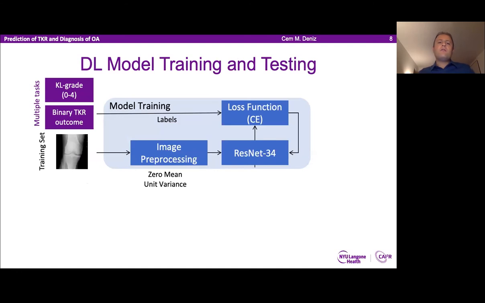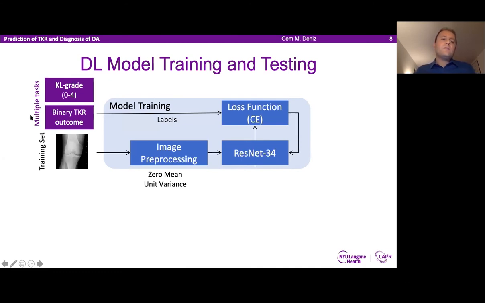Once we have those images from subjects, either left or right knee, this is the deep learning model training scheme. So the training set involves these images. And we use basic additional image preprocessing, where we use zero mean and unit variance scaling of the images. And as a deep learning model, we use ResNet-34 architecture.